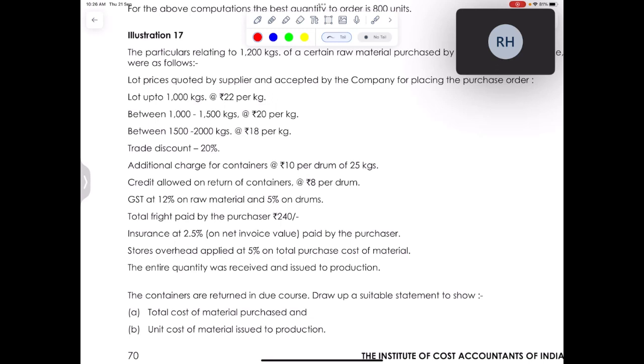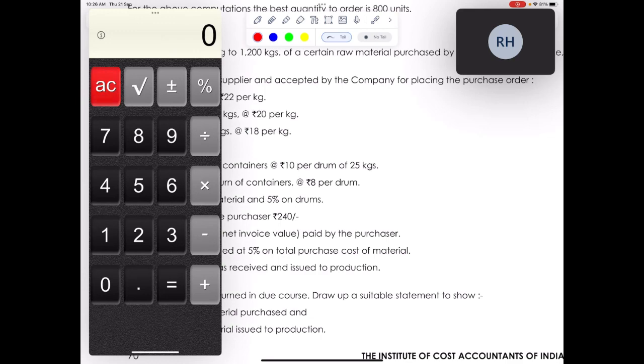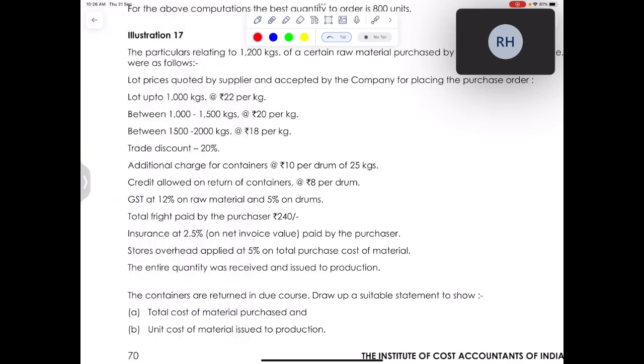Quickly say it, beta, quickly. Very simple. 1200 divided by 25. So I require 48 containers and each container will cost me rupee 10. But I will return this container. And when I return this container, I will be given a credit of rupee 8. Just think over it, beta. You have spent rupee 10 and you have received rupee 8.